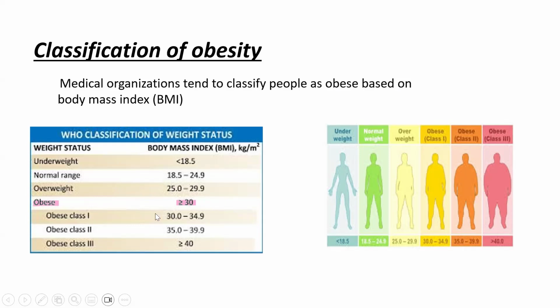Class 1 has a BMI of 30 to 34.9. Class 2 has a BMI of 35 to 39.9, while a BMI of greater than 40 is considered to be Class 3 obesity.